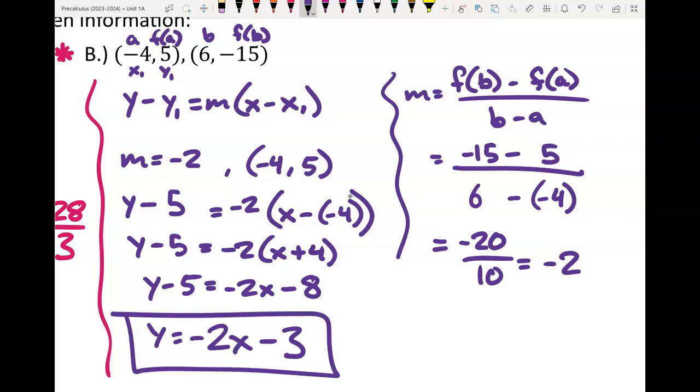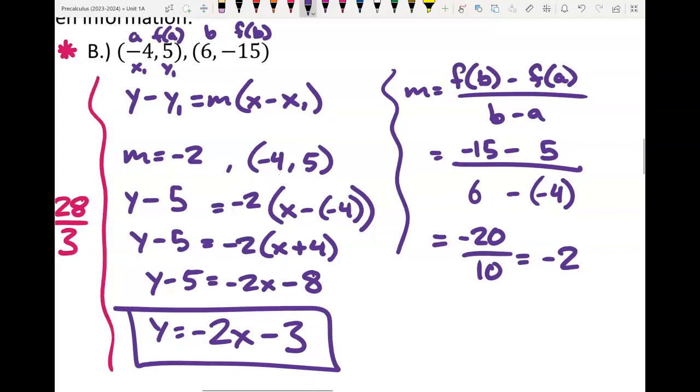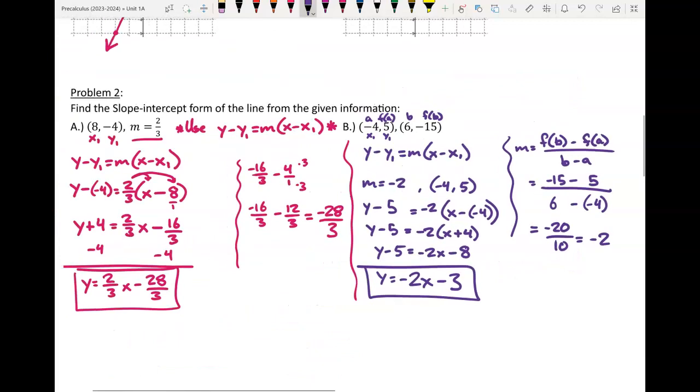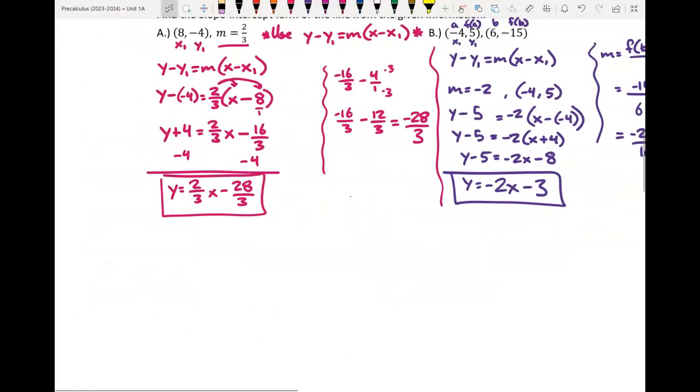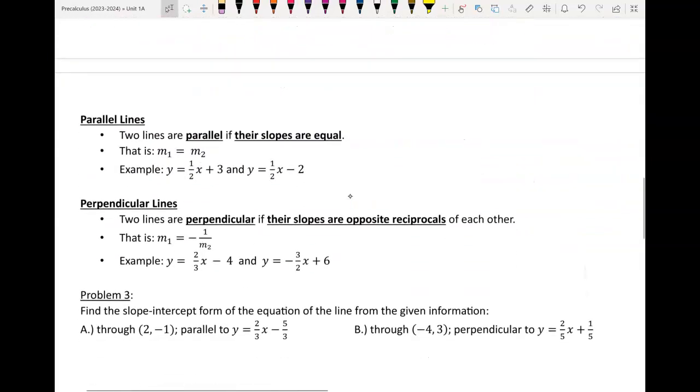All right, so double check your work. Make sure it matches out. And regardless of how you did it, whether you use point slope or slope intercept, it should come out to the same thing. All right. Any questions on using our point slope form? All right, go ahead and flip the page.